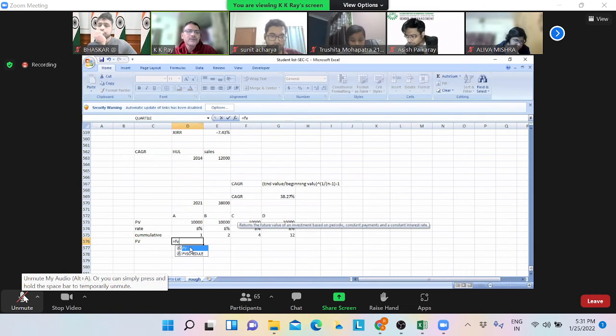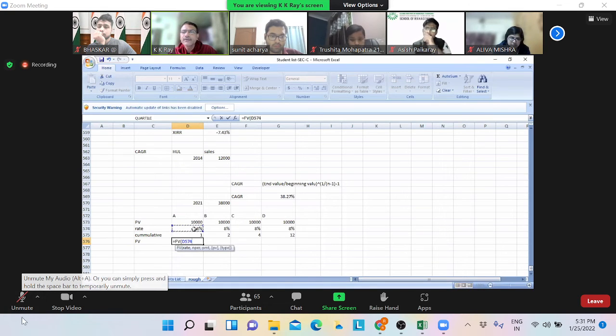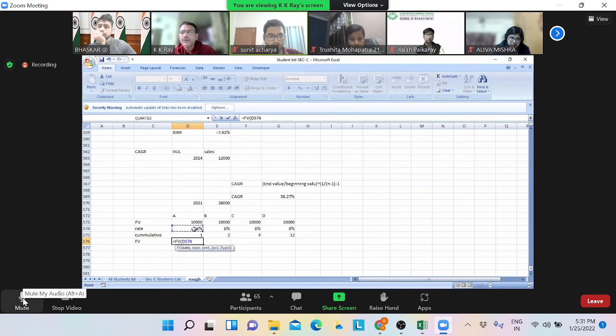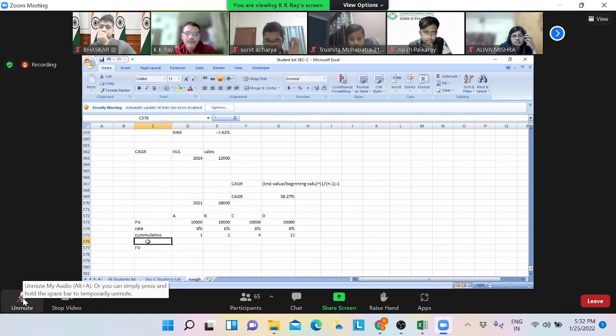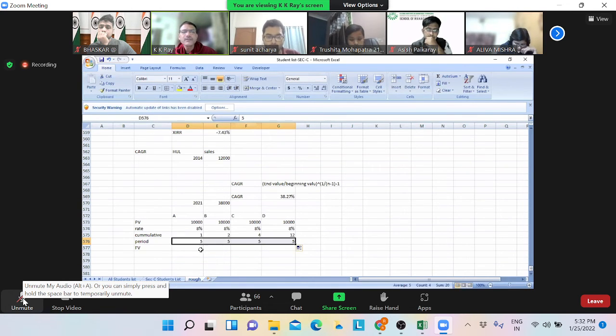Future value is this rate. Right. Then what will we do? Number of years. Rate divided by cumulative, isn't it? Then this period. Suppose the period is, say for example, 5 years. All are 5 years. So we need to find out what will be the value at the end of 5 years.